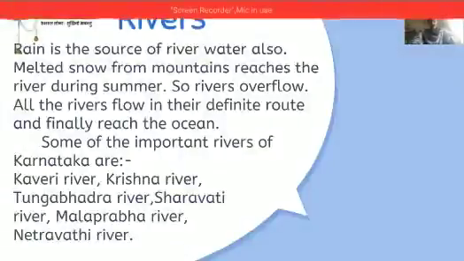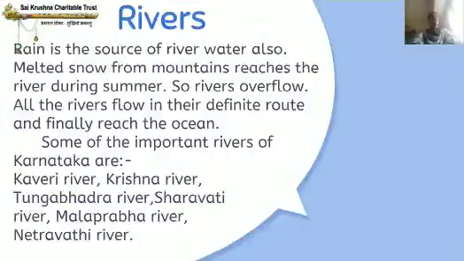Now, one source is oceans, the other source is rivers. Rain is a source of river water also. Melted snow from mountains reaches the river during summer. So rivers overflow. All the rivers flow in a definite route and finally reach the ocean.